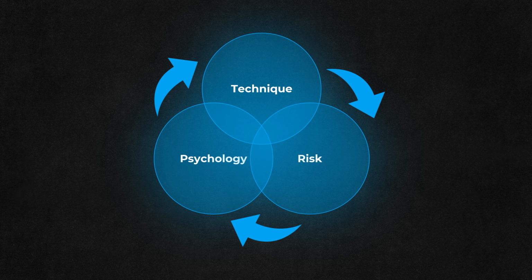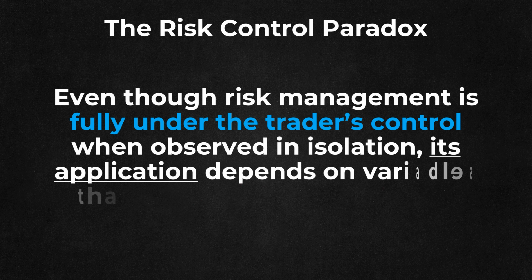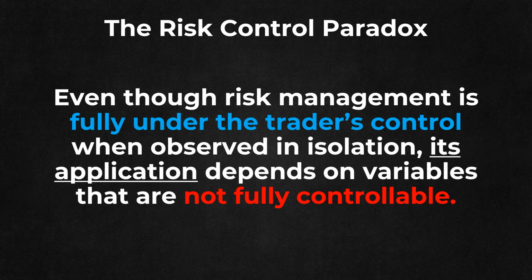This leads us to a paradox in risk management. Even though risk management is fully under the trader's control when observed in isolation, its application depends on variables that are not fully controllable, like the trader's behavior, personality, life circumstance, access to information, and risk tolerance, for example. There are two very useful analogies for you to grasp the true power of risk management and the way you should approach it. The first analogy is of a ship in a sea storm.